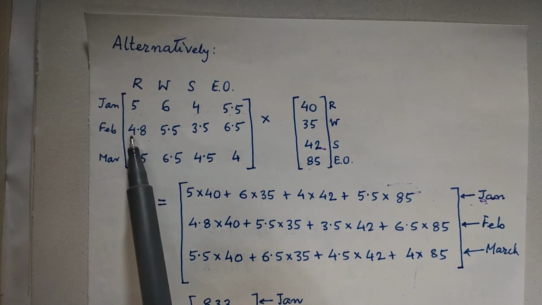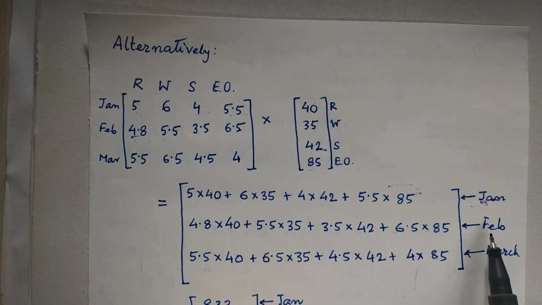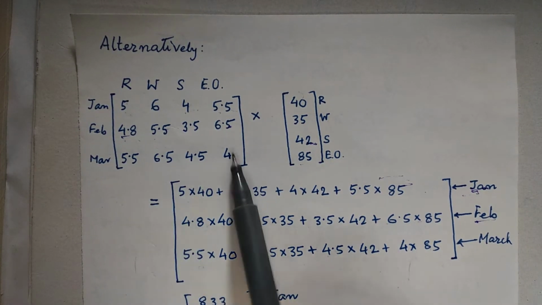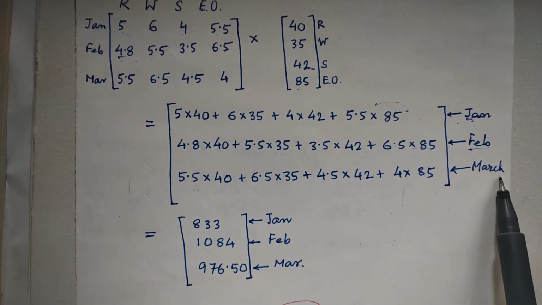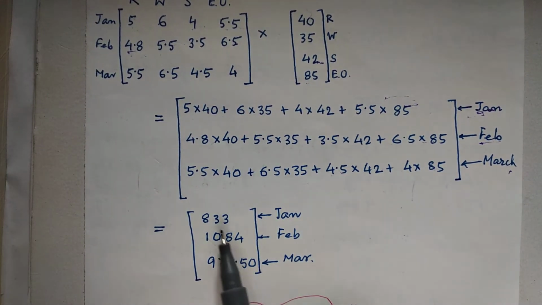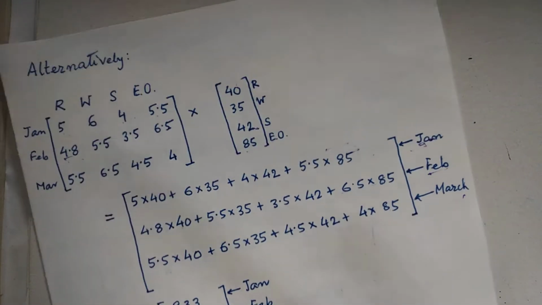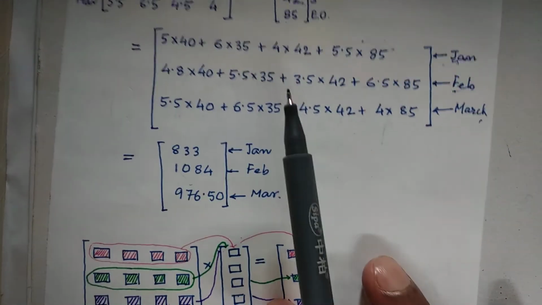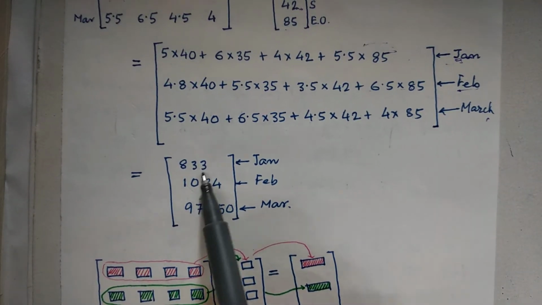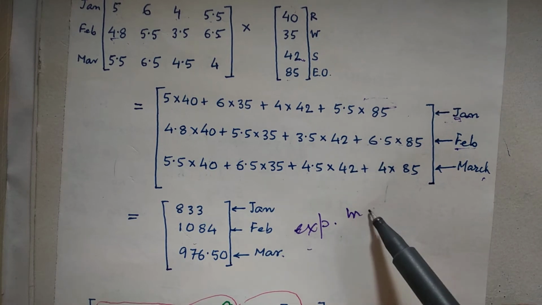Similarly, for February, take this row and this column. You will get the total expenditure in February. This row and this column will give you total expenditure in March. And by calculation, we find the same three numbers arranged in a column. Earlier we got these numbers in a row, and now we are getting it in the form of a column matrix. This is the expenditure matrix in this case.